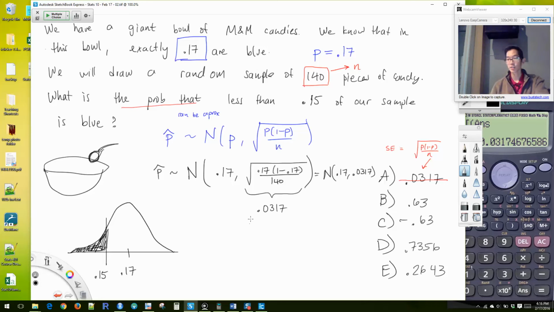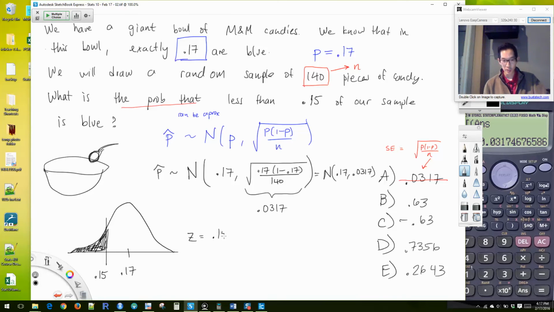Okay, so the next step in our process would be to do z equals... I guess before I keep going, I just want to make sure that this is okay. The question is asking what is the probability that less than 15% of our sample is blue. This is just like saying what's the probability that a randomly selected tiger weighs less than some amount. It's just a normal distribution problem. Once we've figured out p and the standard error, this becomes a normal distribution problem.